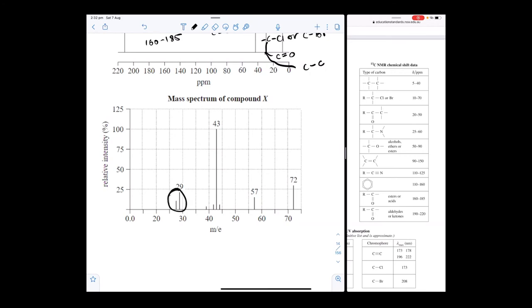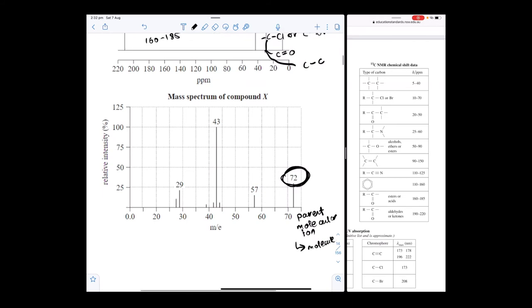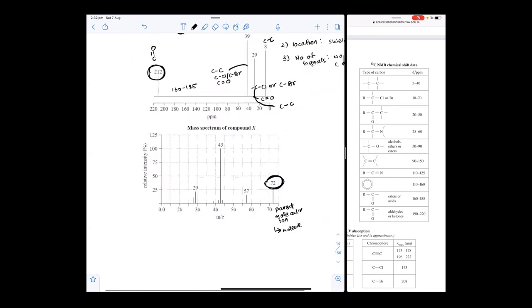Would it be the first two? These two? Oh, no, not that one. The 29 and the 43? Oh, no, not 29 or 43. What did I tell you, Kushal? The two peaks you look at are 72. 72 is the most important peak, the parent molecular ion. Because what does it tell us, everyone? Where it originated from, the original compound. You literally get the molecule. That's why it's so important. Compound X, you literally will get the molecule that compound X is made out of.